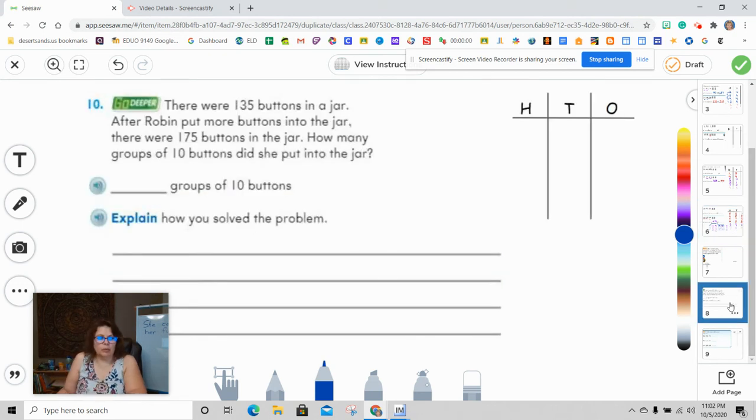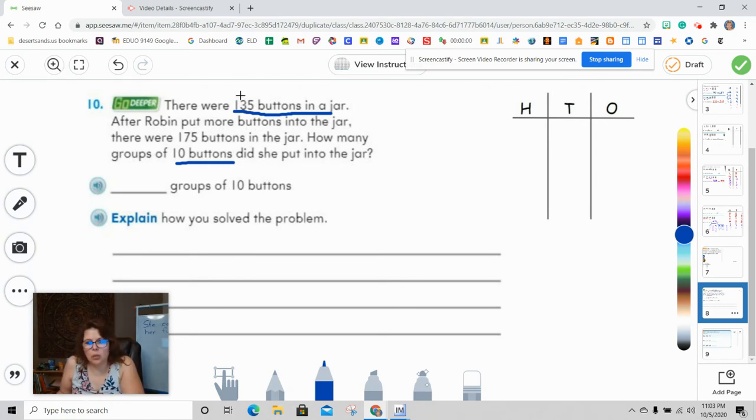Let's go to the word problem. Again, see, I have my HTO. That's very important. Remember, it's your best friend. There are 135 buttons in a jar. After Robin puts more buttons in the jar, there are 175 buttons in the jar. How many groups of 10 buttons did she put in the jar?